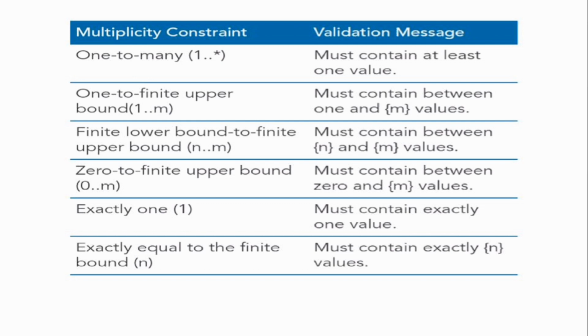0 to finite upper bound, 0 to m must contain between 0 and m values. Exactly 1 must contain exactly one value. Exactly equal to the finite bound n must contain exactly n values.